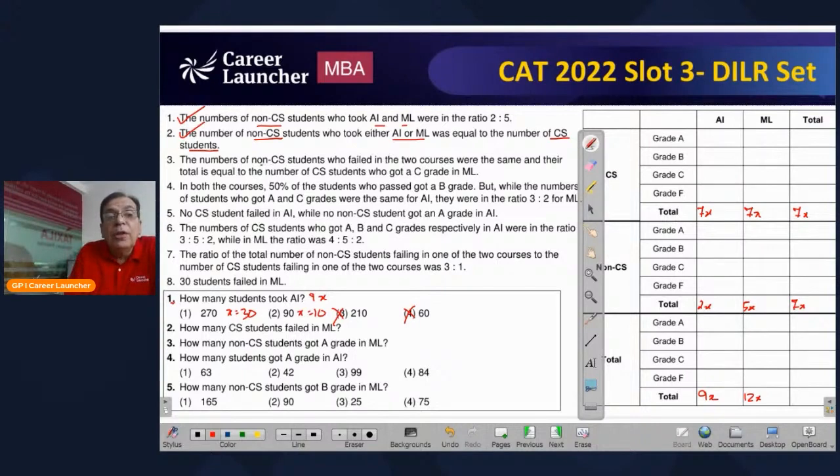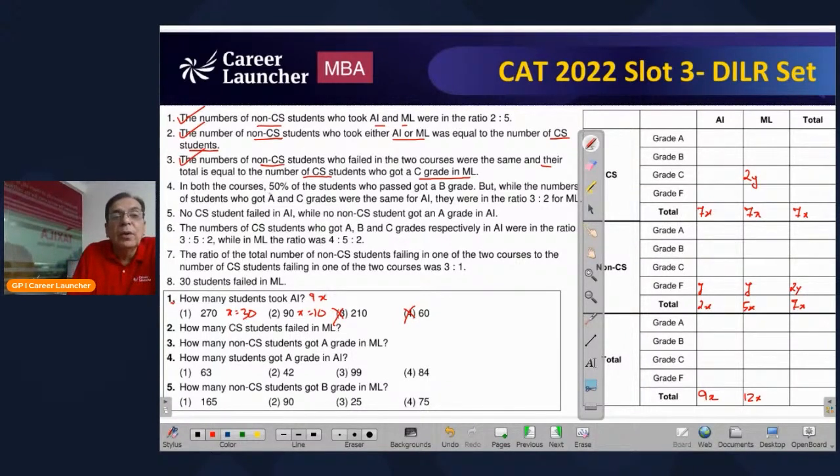The number of non-CS students who failed in the two courses were the same. So if Y students failed here, Y failed here, and this is also 2Y. Was the same, and then total was equal to the number of CS students who got grade C in ML. Number of CS students who got grade C in ML is 2Y. Okay. Statement 3. Statement 4.